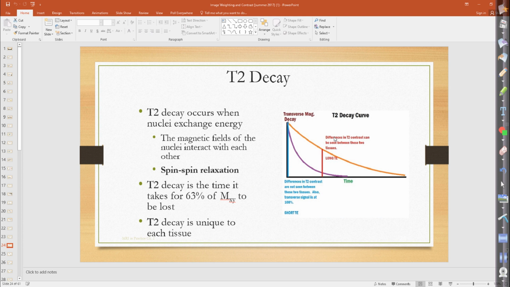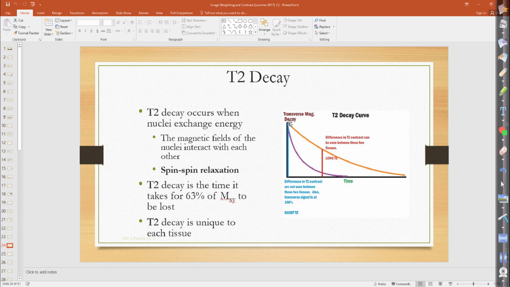And then we started to get into T2 decay. When we're talking about T2 decay in our curve, the y-axis is no longer the longitudinal plane. It's the transverse magnetization, or transverse plane, and our x-axis is still time in milliseconds. So when we turn an RF pulse on, we flip all that net magnetic vector into that transverse plane.